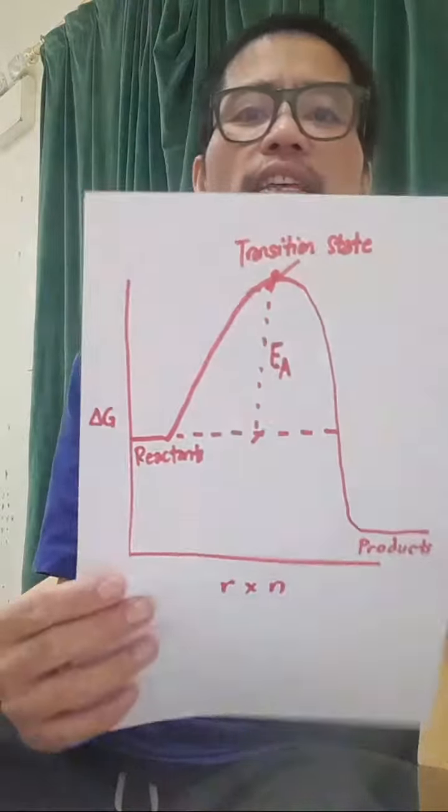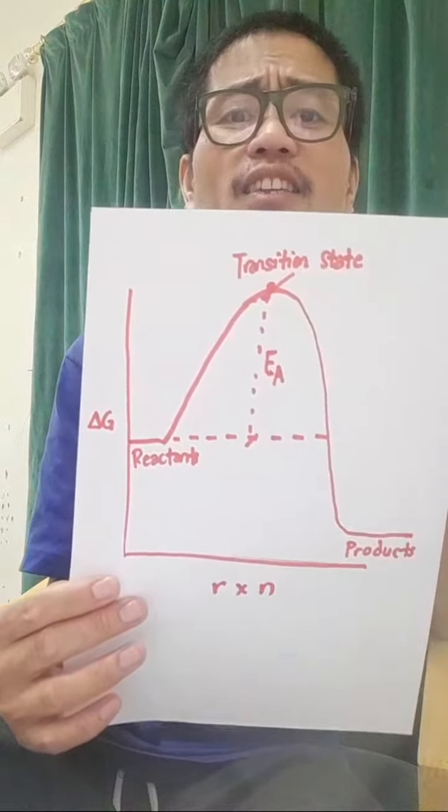Something like that. And now we have the activation energy here. We will label this as activation energy, EA, capital E and capital A subscript. Okay, like this. Activation energy.